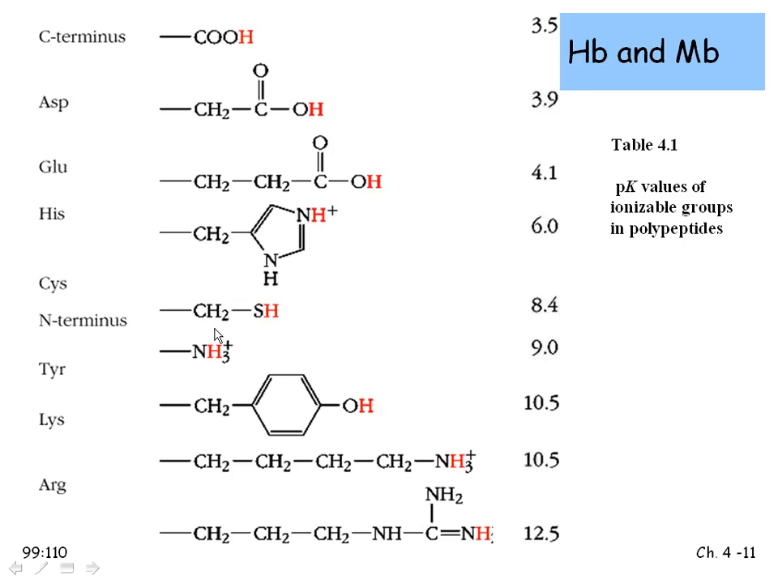And then there's an amino terminus to proteins as well, and it has a pK around 9, so it's going to usually be charged as well. But this is giving you the pictures of the charged forms.